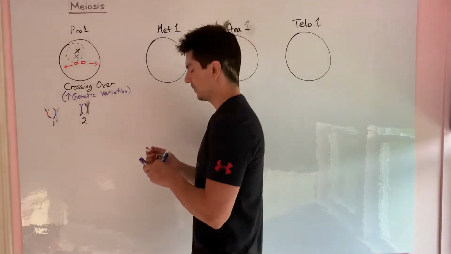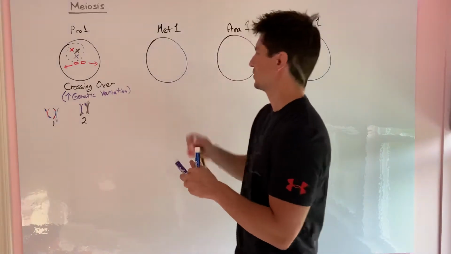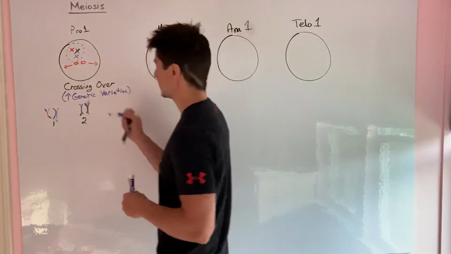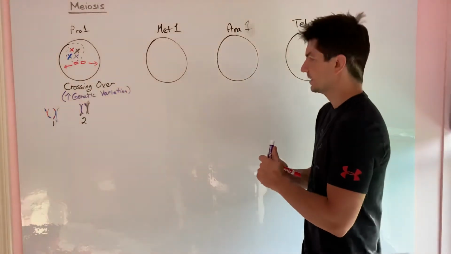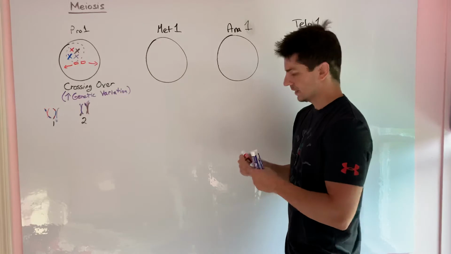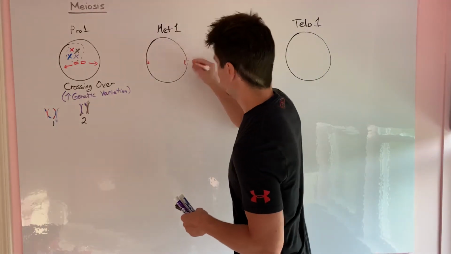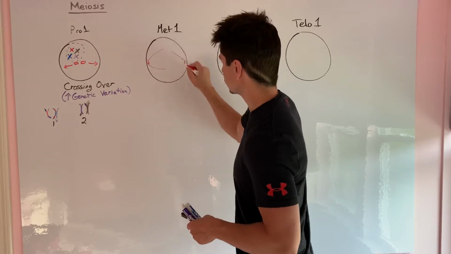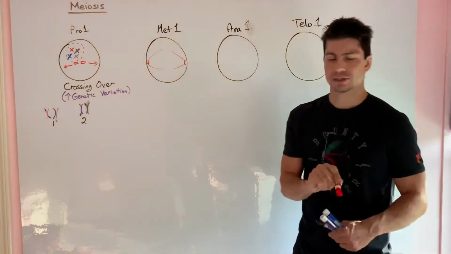Now, I'm going to go on to metaphase 1 here, and there's only one difference. There's only one difference between metaphase 1 and regular metaphase of mitosis. And here's that difference. We're going to have the centrioles. They're here. We're good. They're going to connect to our chromosomes.